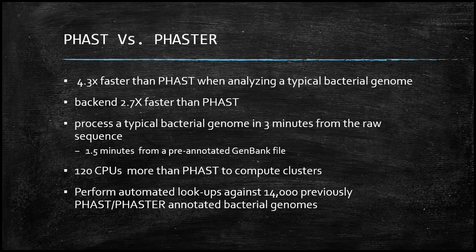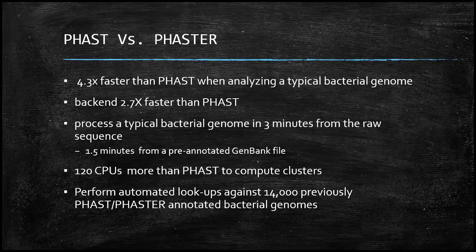For example, the addition of more than 120 CPUs to the PHASTER compute cluster, automated algorithms to reduce both size and redundancy of the PHASTER database, and the ability to perform automated lookups against more than 14,000 previously PHAST and PHASTER annotated bacterial genomes. All of these combined have made the backend of PHASTER almost 3 times faster than the previous version. PHASTER's web interface has also been entirely rewritten, making it much more visually appealing and user-friendly than the previous version. Let's take a look at this new interface.